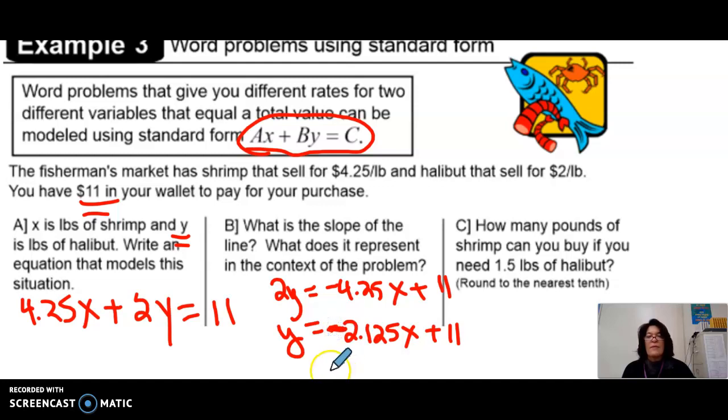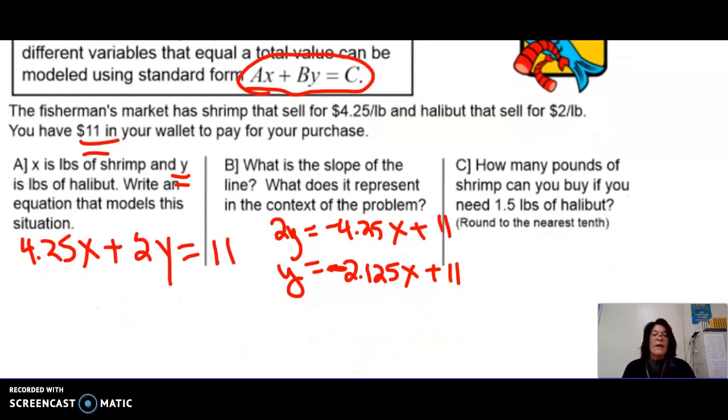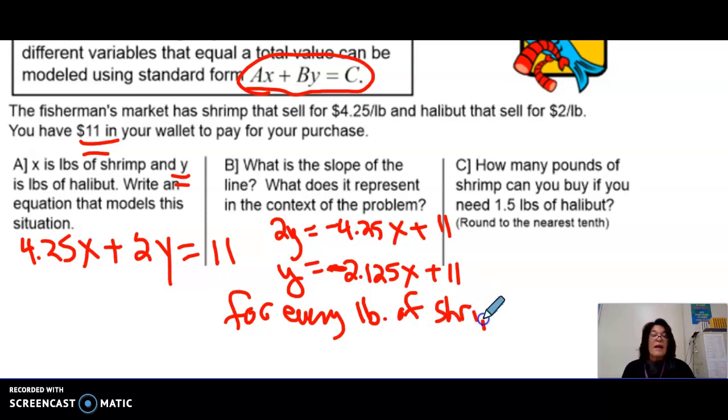Okay, so what does that represent? Negative 2.125. What does that represent in the context of this problem? Think about that for a minute. Okay, remember, this is the change in y with respect to x. This is the change in the number of pounds of halibut I can get with respect to the number of pounds of shrimp I get. So basically for every pound of shrimp I get, I have to buy 2 1/8 pounds less of halibut.